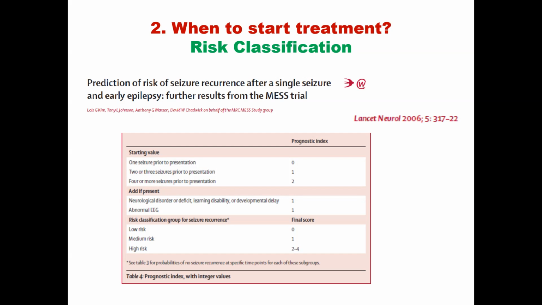If the patient has had only one episode of seizure prior to presentation, it carries 0 points. Two to three episodes carry 1 point. Four or more seizures carry 2 points. If there is any neurological deficit, learning disability, or developmental delay, you give 1 point. An abnormal EEG is 1 point. Low risk comes under 0, medium risk under 1, and high risk under 2 to 4. In medium and high risk patients, you should always give an anti-epileptic. In low risk, you need to explain to the patient the future risk of recurrence of seizure depending on the cause.